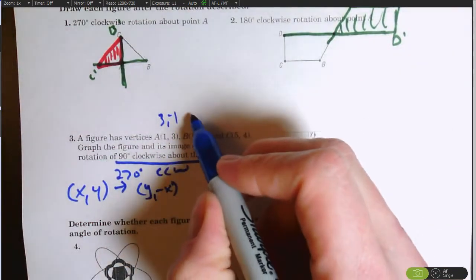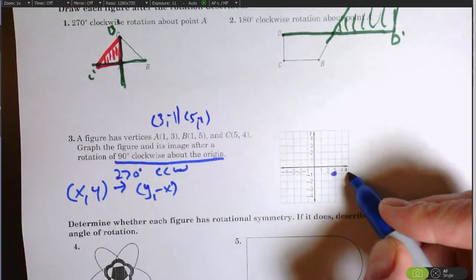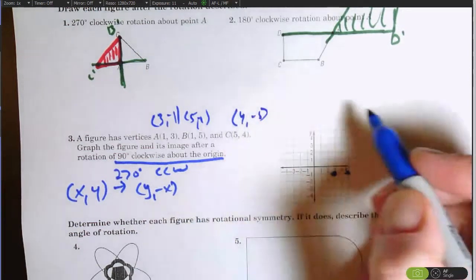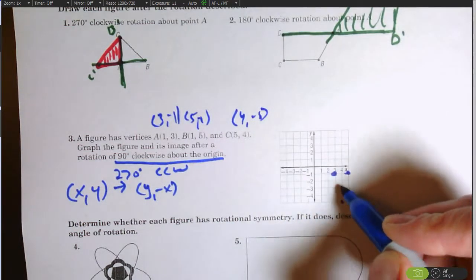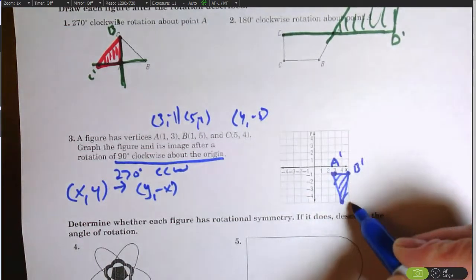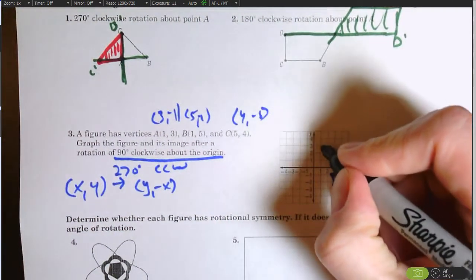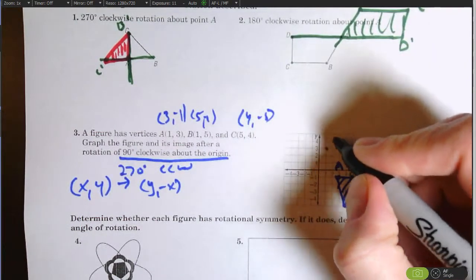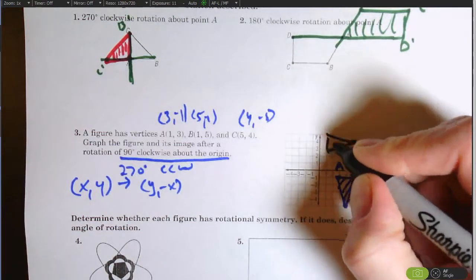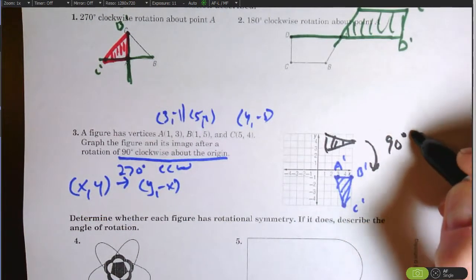B prime would be at (5, 1), but then it'd be (5, negative 1), because we switch the sign of the new y. So over 5, down negative 1. And C would be at (4, 5), which is (4, negative 5). So over 4, down 5. So A prime, B prime, C prime. And the original figure was at (1, 3), (1, 5), and (5, 4). There it was originally. So that got turned 90 degrees clockwise.